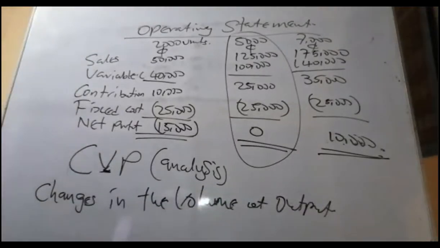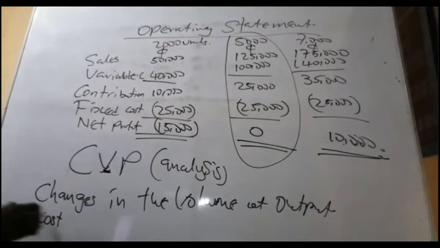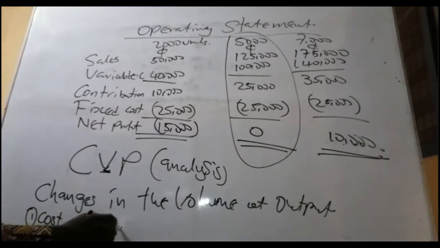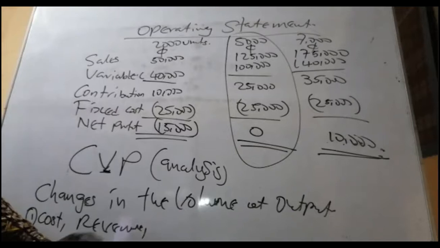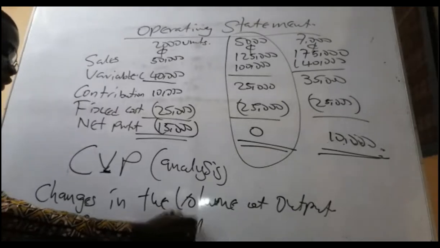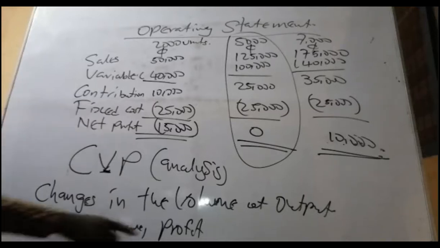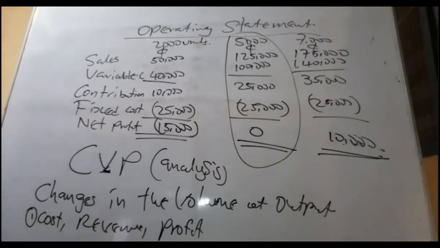How do the changes in the output affect the following? One, affect cost. Two, affect revenue. And finally, affect your profit. That's all. So if you are analyzing the changes in the volume of the output, its effect on cost, revenue, and profit, you are conducting what? CVP analysis. You are doing cost, volume, profit analysis. You are analyzing the changes in the output.